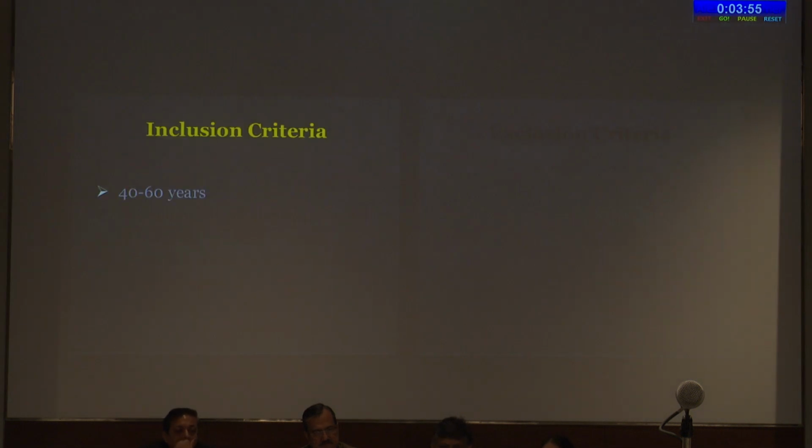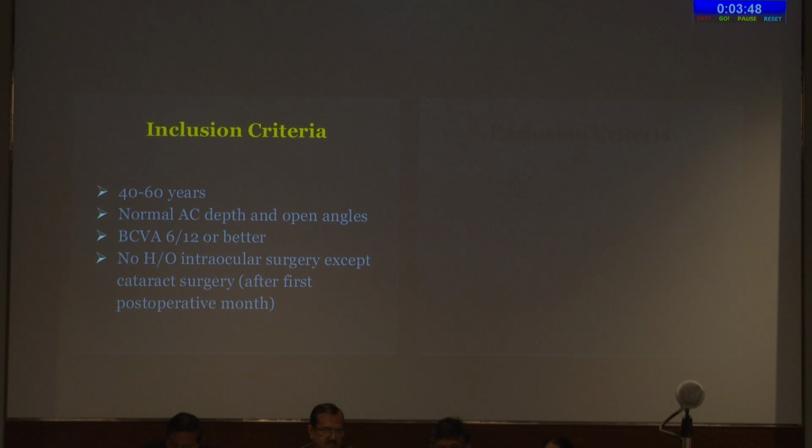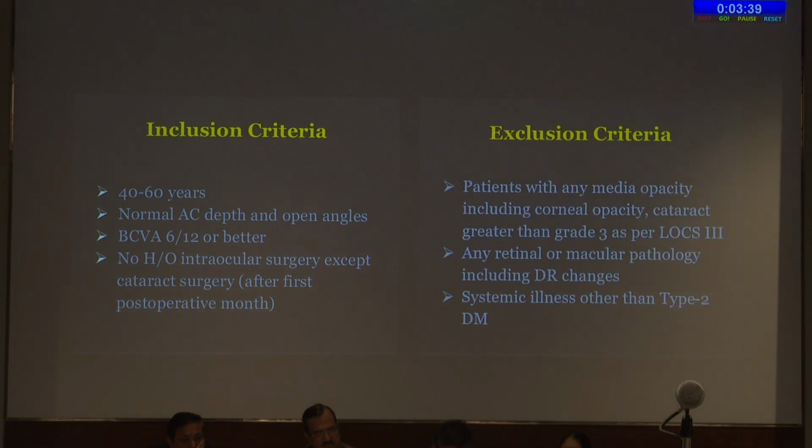The inclusion criteria were 40 to 60 years of age, normal anterior chamber depth and open angles, best corrected visual acuity of 6/12 or better, and no history of intraocular surgery except cataract after the first post-operative month. Exclusion criteria were patients with any media opacity including corneal opacity and cataract greater than grade 3, any retinal or macular pathology including diabetic retinopathy changes, and systemic illness other than type 2 diabetes mellitus.